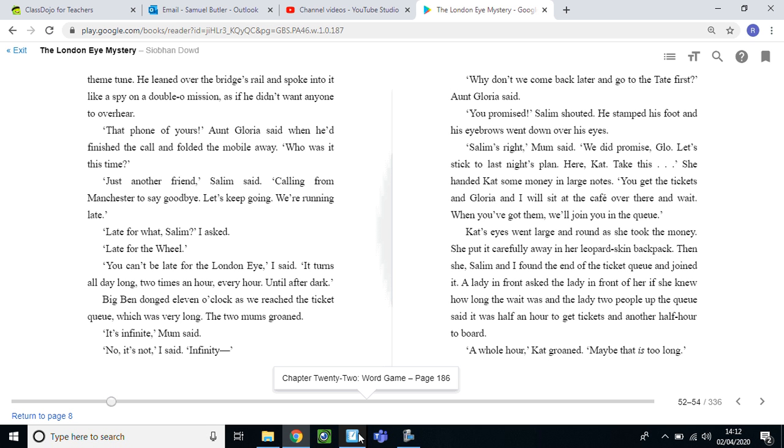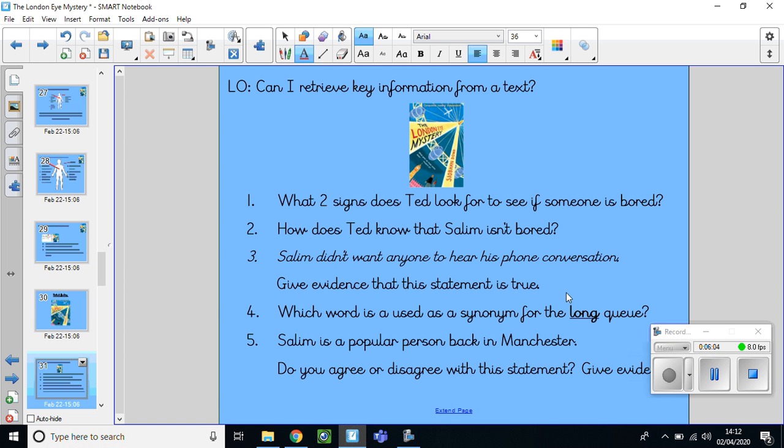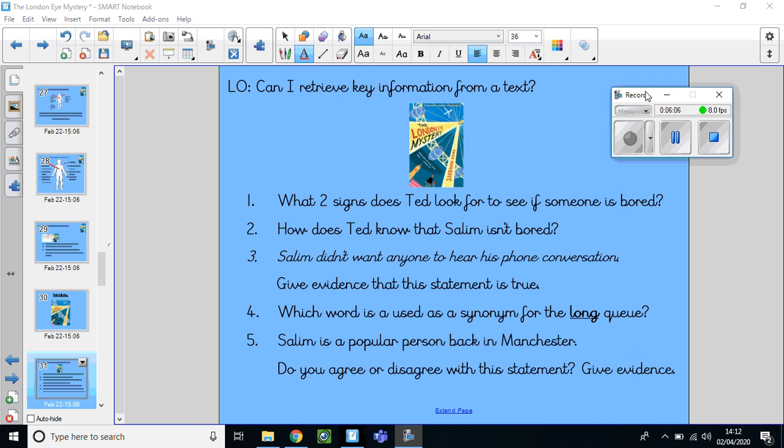Okay, so make sure you are completing those questions. And again, I look forward to seeing your work later on Class Dojo.